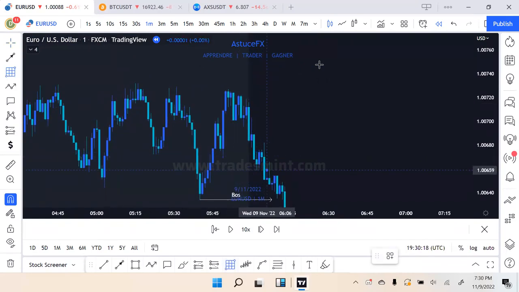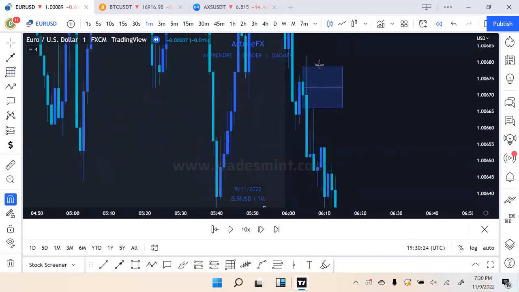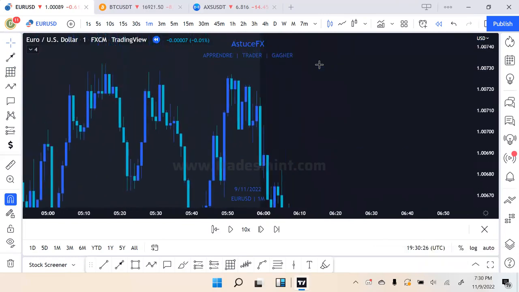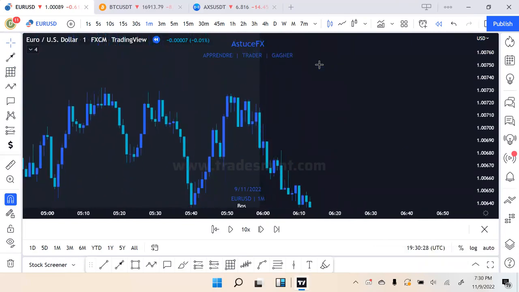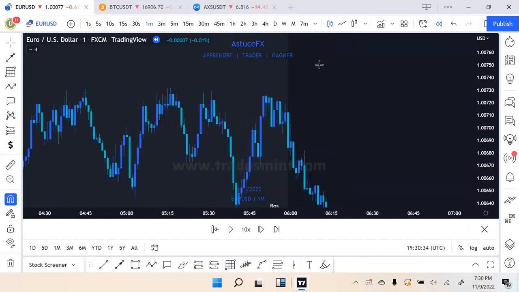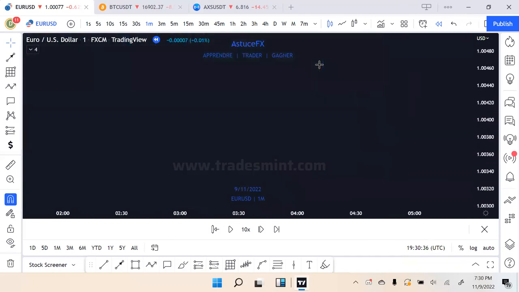And if you look at this, which zone is even valid? This one is kind of mitigated. If you see well, it's mitigated by this. This one is mitigated. But for me, on the 1 minute, I use the liquidity more than the order block. I don't know if that makes sense. Let's see, let me get you something.